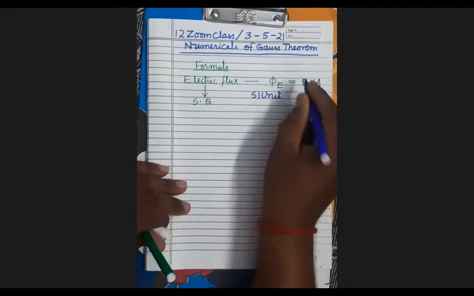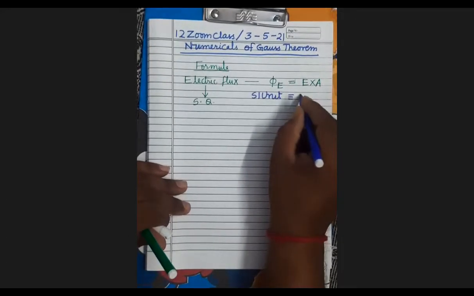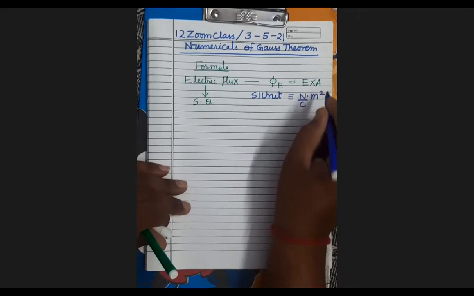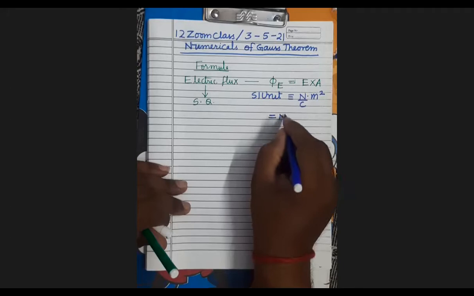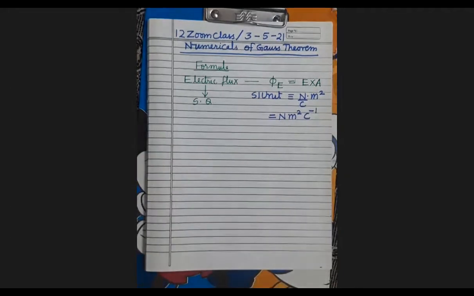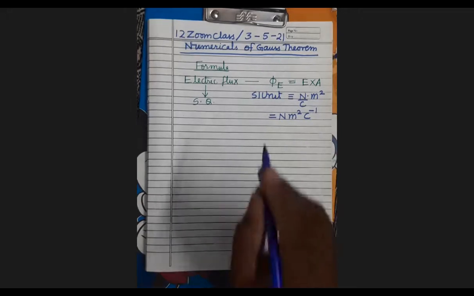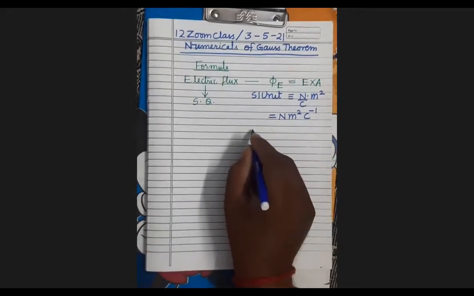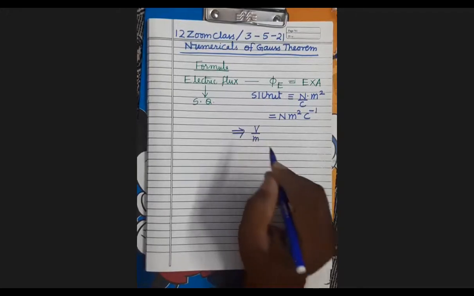What is the unit of E? Newton per coulomb, into meter square. That is Newton meter square per coulomb. And afterwards, you will study one more unit of E in the next chapter, that is volt per meter.